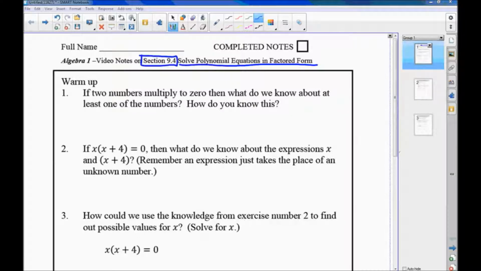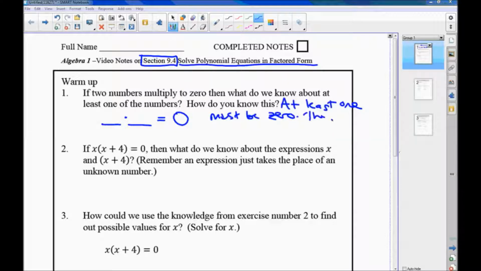Okay, so warm up. If two numbers multiply to 0, then what do we know about at least one of the numbers? How do we know this? So this is saying two things multiply to make 0. Okay, so what do we know about at least one of these numbers? Well, at least one must be 0. And that's because of our property of 0. So how do we know this?